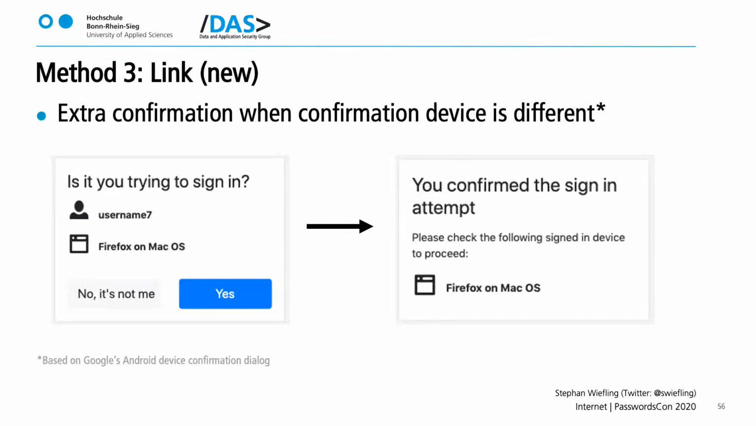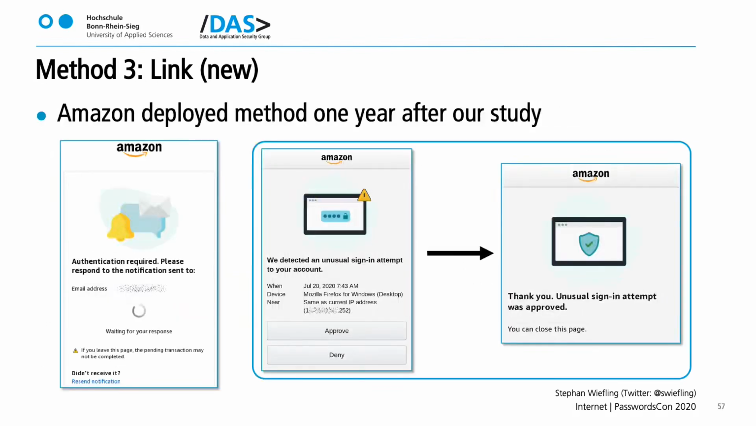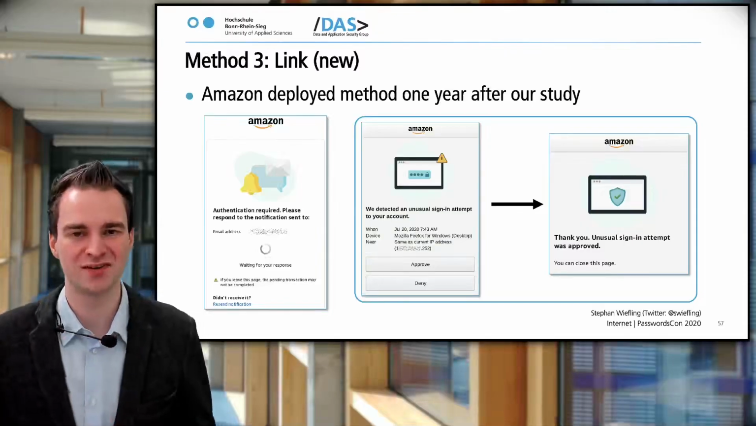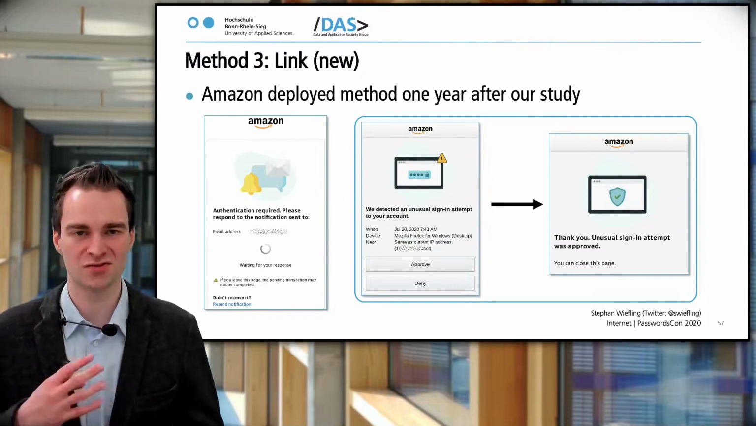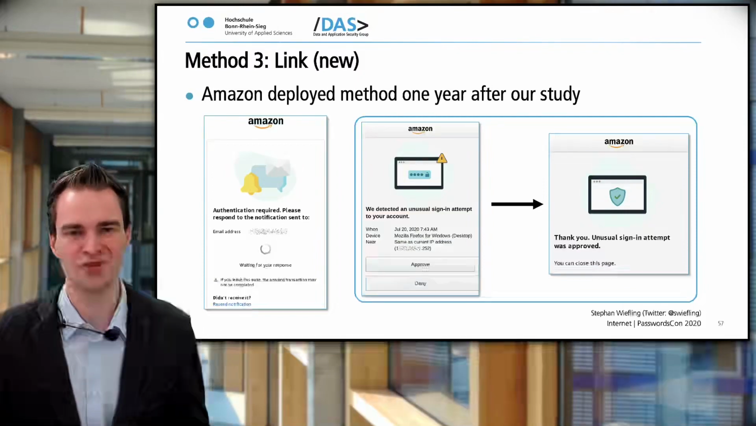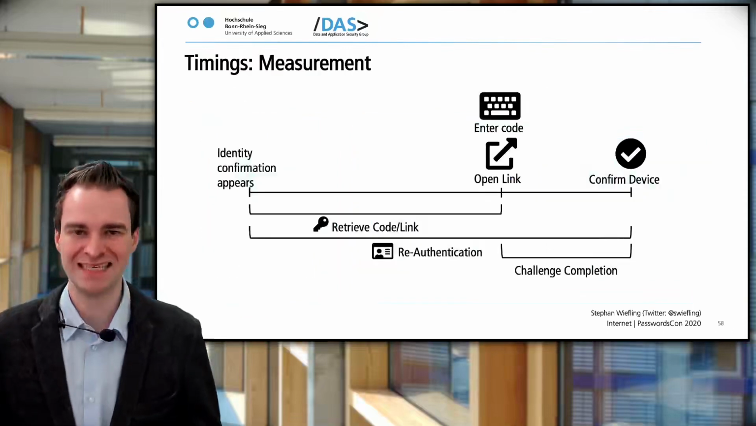And what's a fun fact about that? One year after we did the study, and after our paper was already accepted, we found that Amazon really deployed this method, just in the way we designed it. You have to click the link, confirm it, and then you're signed into Amazon. So you can now find some results on something that is also widely deployed, at least at one online service, to figure out how people perceive it.